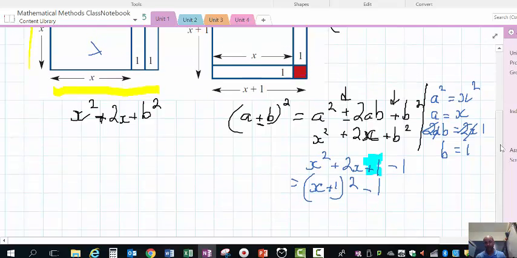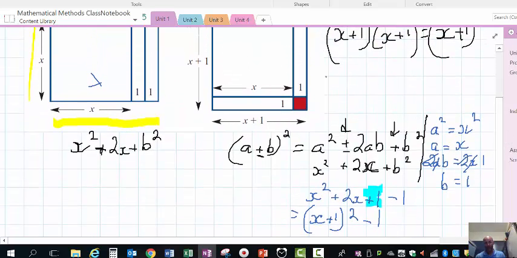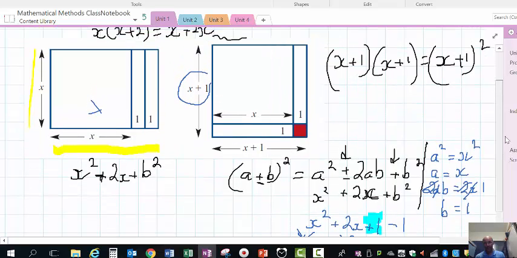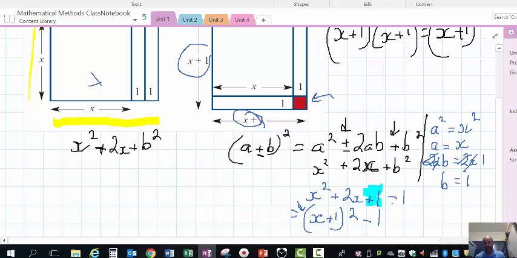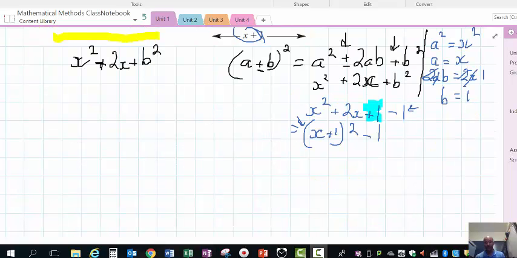And if you saw the diagram before, did you notice that for this shape here, the x plus 1 all squared, which is algebraically written there, it had a little red square. That's subtracted off, and that's a 1 by 1. So you can see that that's the equivalent to that 1 being taken off, because an area of 1 by 1 is 1. So that's both algebraic and a geometric explanation.